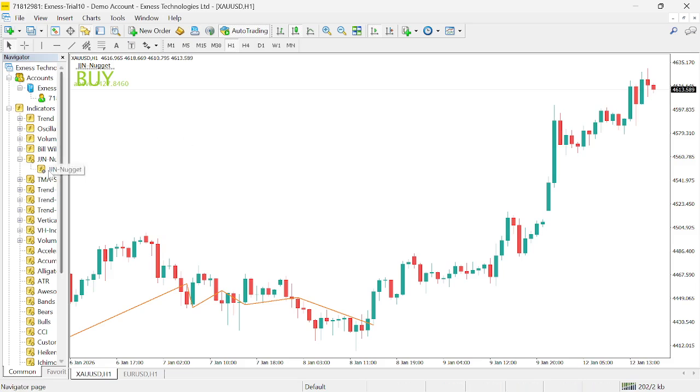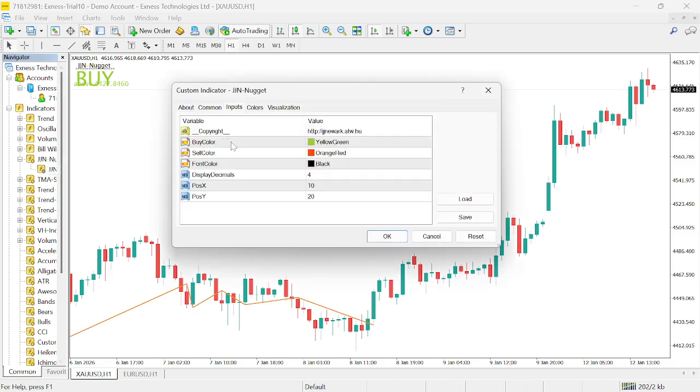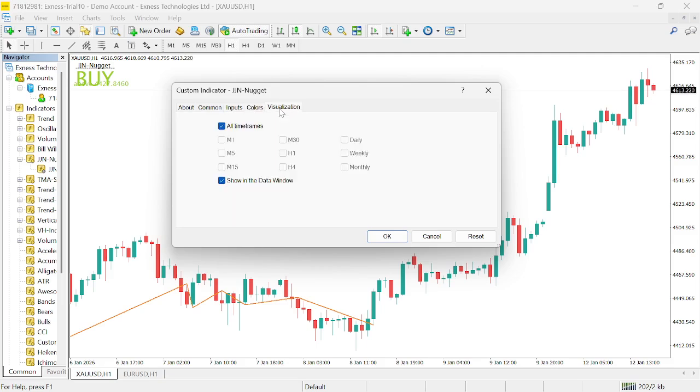As for the settings, let's take a look at what we have. The inputs, you can set the buy color, the sell color, the font color. We can choose the number of decimals, and we can also customize our preferred colors like I previously said over here, and then we can choose our preferred time frames.